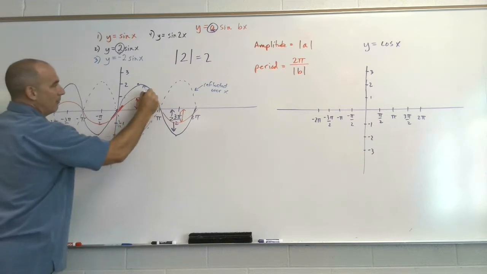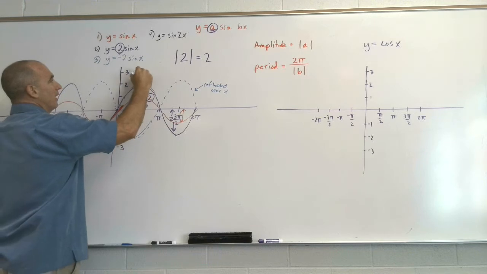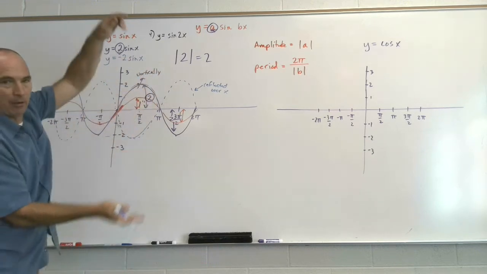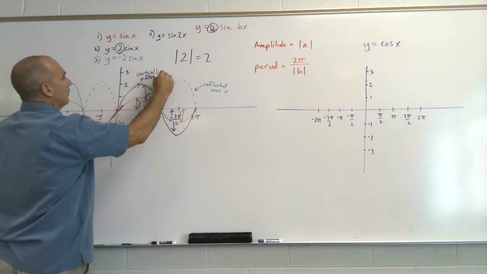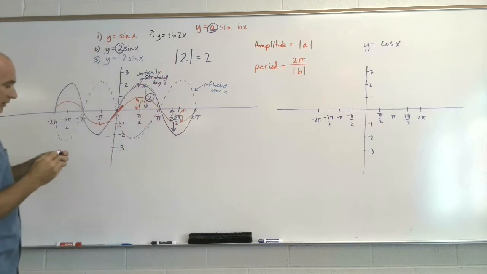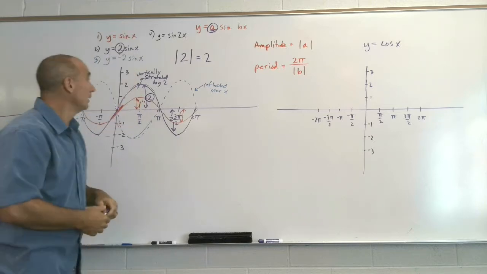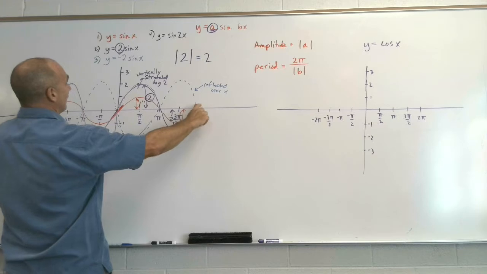How do we talk about this? Well, because the amplitude was doubled, we say it was vertically, remember, vertical means up and down. And what happened to it? It was stretched by a factor of 2. It was doubled. Sounds fancy, but it's not, okay? It was just doubled. All right, what does that negative do? It reflects it over the x-axis.